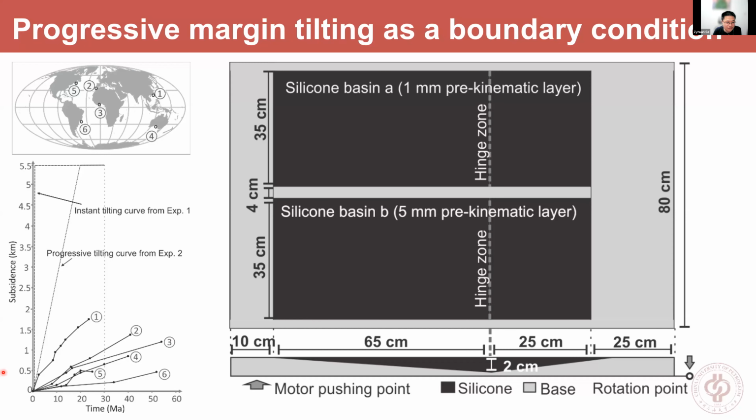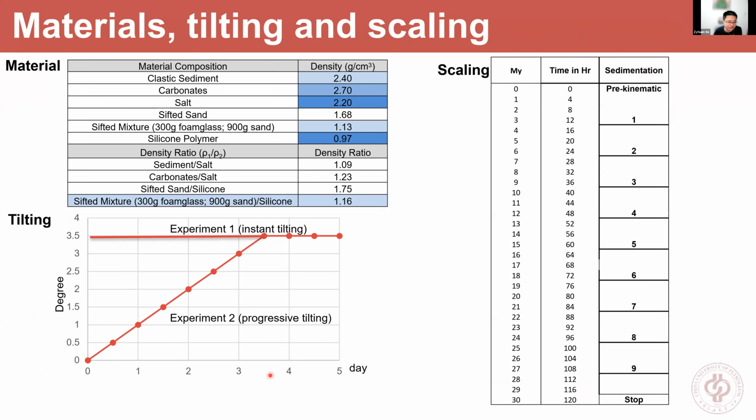How we apply progressive tilting is actually quite simple: we just put a motor here, so the model is pushed gradually. For instant tilting, we have 3.5 degrees of tilting instantly. For progressive tilting, we tilt 1 degree per day, lasting for 3 days and a half. We also adjust our modeling material to maintain the density contrast between the overburden brittle layer and the silicon, because sand is usually too heavy for this kind of density ratio.